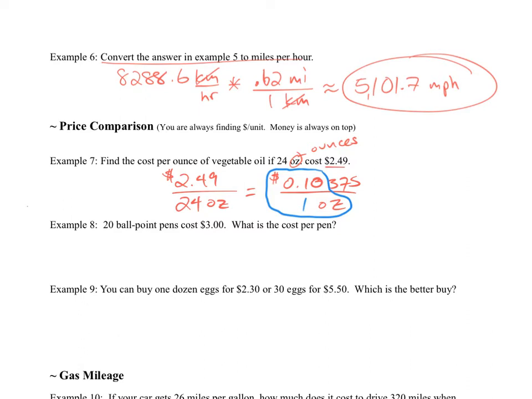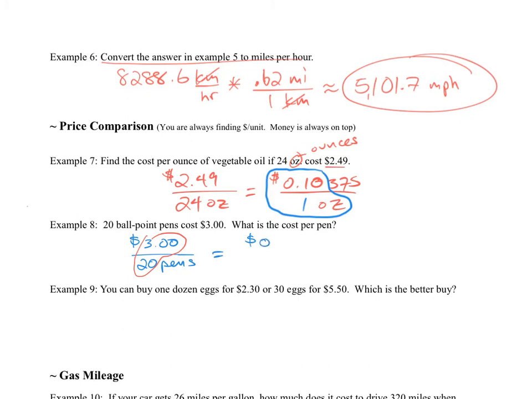Here we go. Example 8. 20 ballpoint pens cost $3. What is the cost per pen? So again, you just want to work with the money on the top, $3 on top, and 20 pens on the bottom. So right now we're talking about pens. And if you just divide these two numbers, you can put the result in the top.